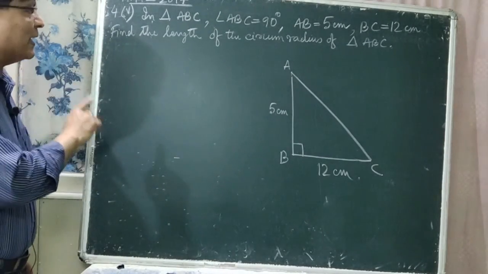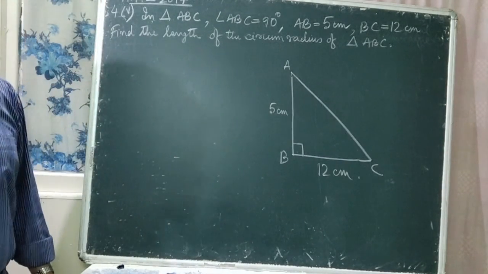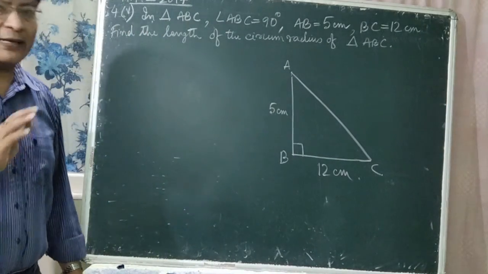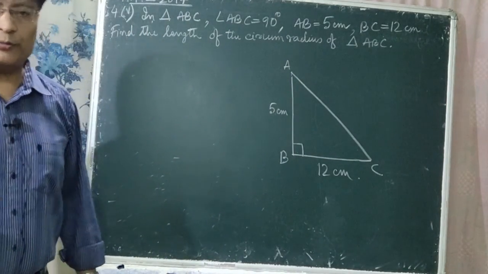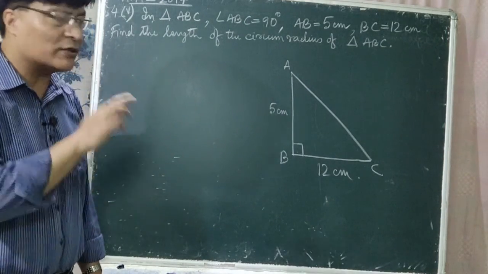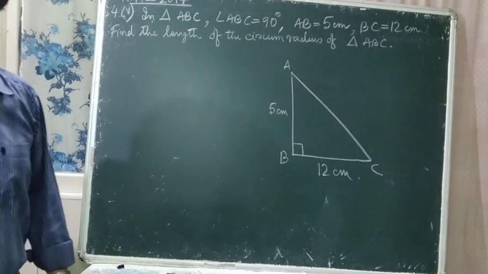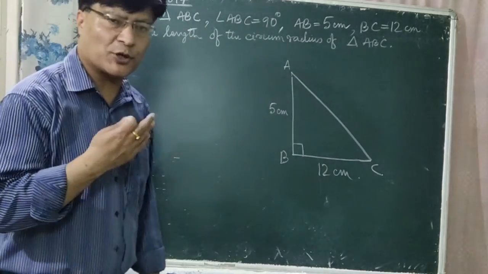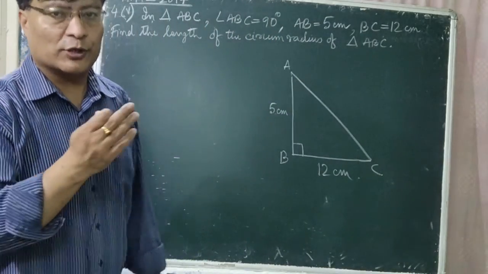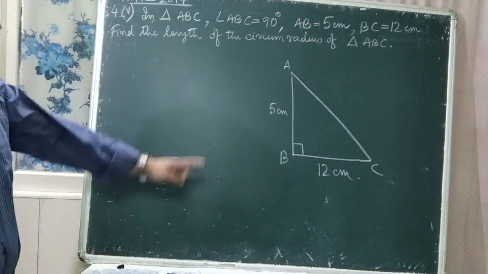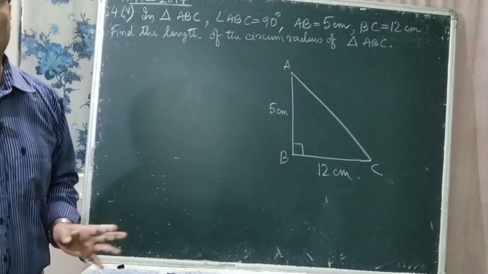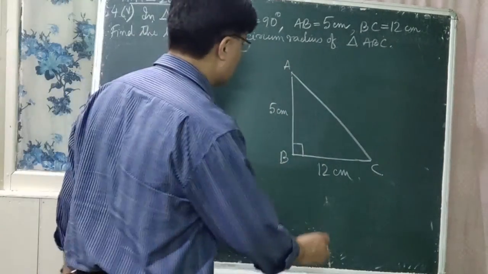Now we have to find out the length of the circumradius of the triangle ABC. So what is meant by circumradius? That is, the radius of the circumcircle is known as the circumradius. That means you have to draw the circumcircle of the triangle ABC. I just told you about the circumcircle of the triangle ABC. What is the circumcircle of the triangle? The circle which passes through the three vertices of the triangle ABC is known as the circumcircle. Let us draw the circumcircle first.